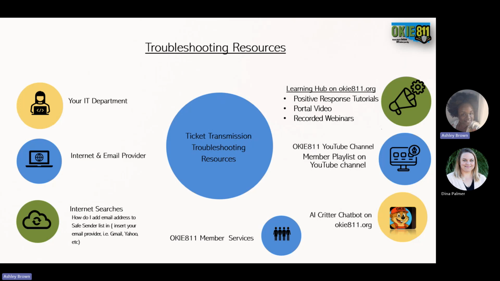We also have a chatbot that's available on the oki811.org website. You can ask it any question about membership. Once it gives you an answer, make sure that you give us feedback by giving a thumbs up or thumbs down. That way we can make sure that the chatbot is always giving you the most relevant, accurate information.